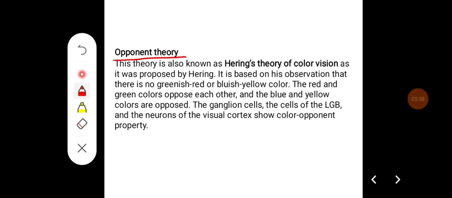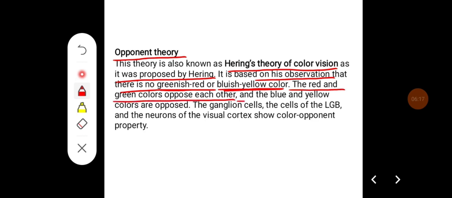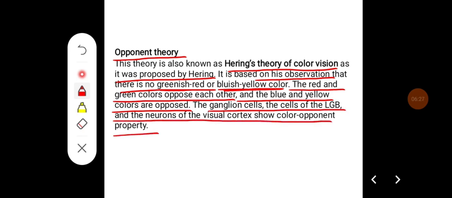Opponent theory. This theory is also known as Hering's theory of color vision, as it was proposed by Hering. It is based on his observation that there are no greenish red or bluish yellow colors because they are opposite colors. The red and green colors oppose each other, and the blue and yellow colors are opposed. The ganglion cells, the cells of the lateral geniculate body, and the neurons of the visual cortex show color opponent property.